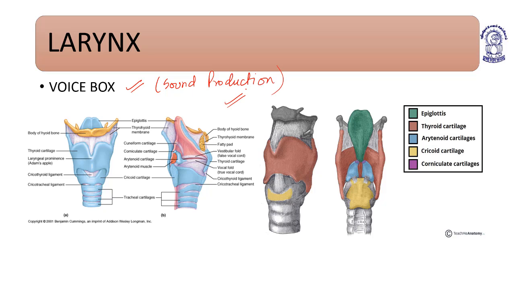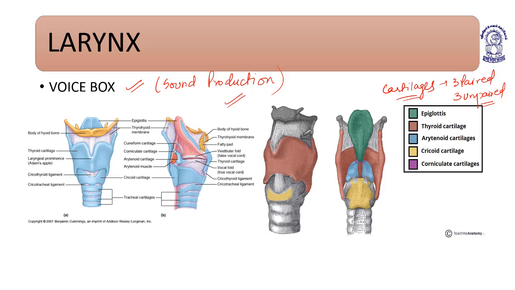Production of sound. Now, the larynx is basically having cartilages, in which three are paired and three are unpaired. The larynx is also known as the voice box, which helps in sound production, and it mainly has cartilages in which three are paired and three are unpaired.